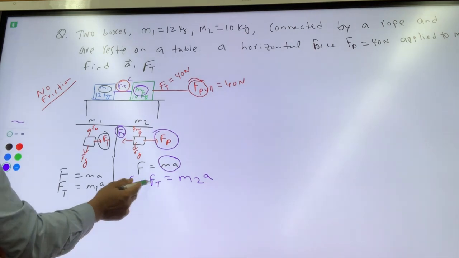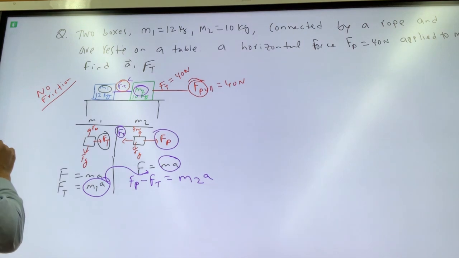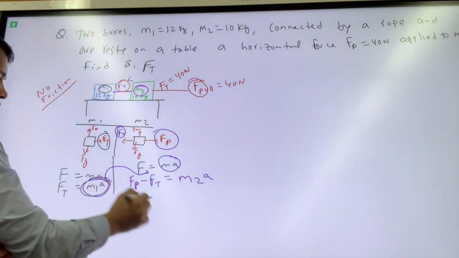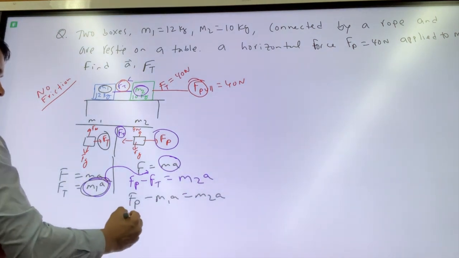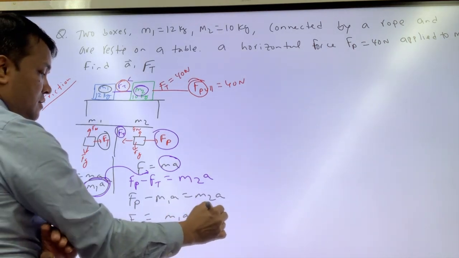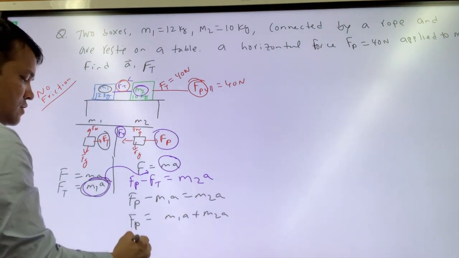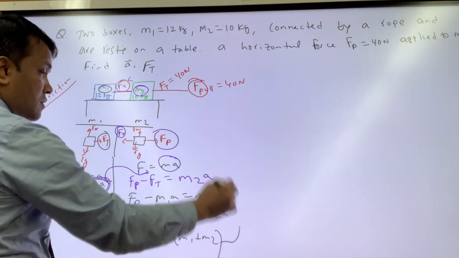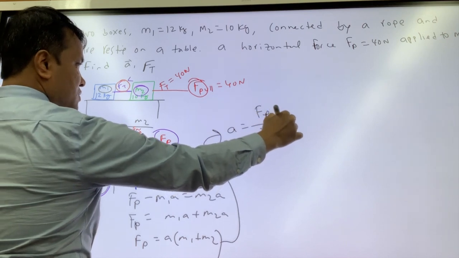Now we're going to replace this one. Instead of Ft, we're going to write m1a. So put the m1a over here. That's exactly what we're going to do now. Fp minus m1a is equal to m2a. So Fp is equal to m1a plus m2a. The common factor is a. So Fp is equal to a times (m1 plus m2). So a is equal to Fp over (m1 plus m2).